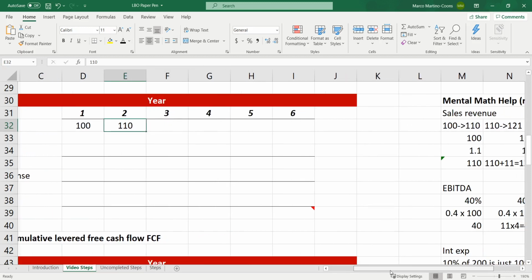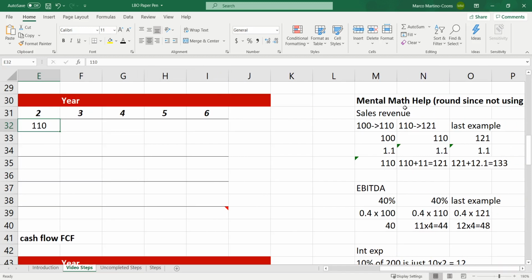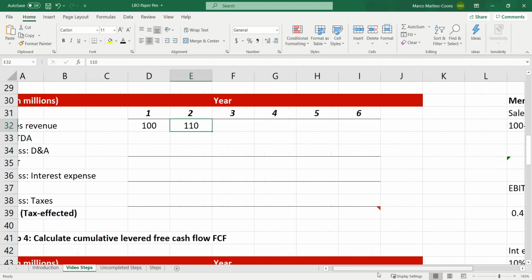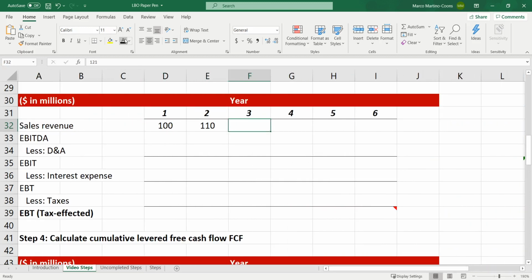I have my little mental math helps over here since we're not using calculators and we're also going to be rounding. So if you look here, we're obviously taking 10%. So we're multiplying 1 times 110, which just gives us 110. Then we're multiplying essentially 0.1 times this, which gives us 11. So it's 121. That's the simple mental math way to do that.